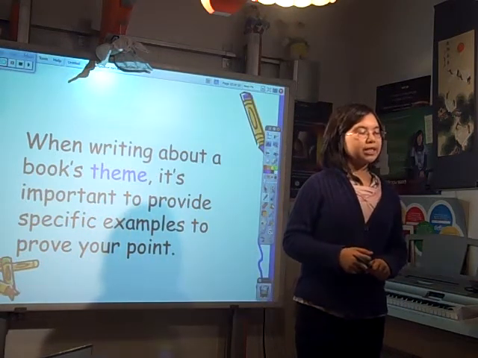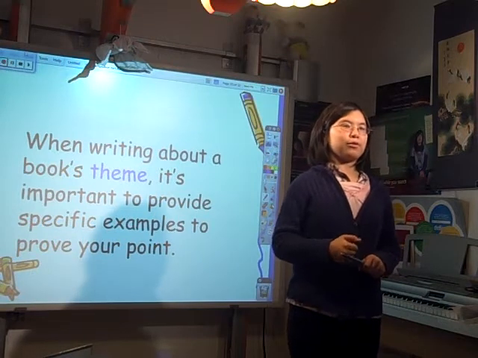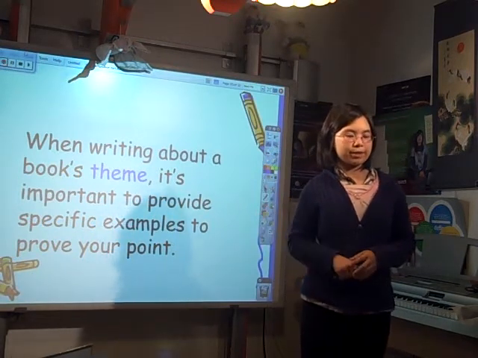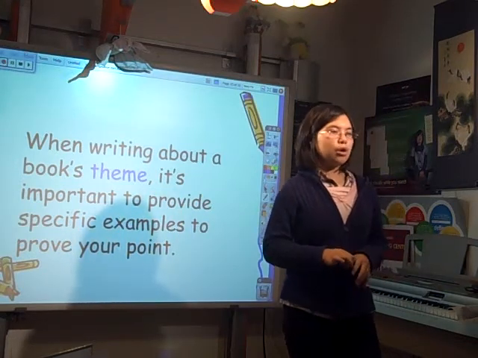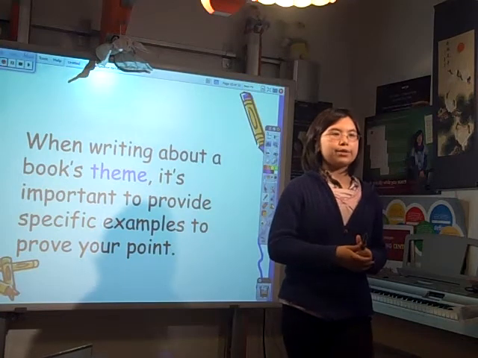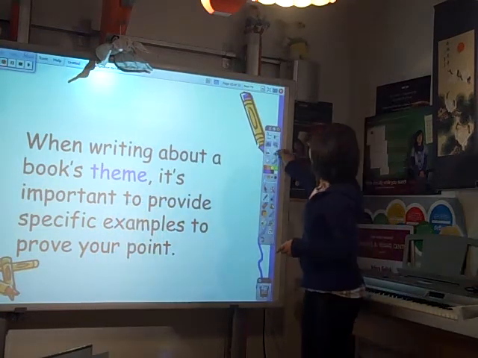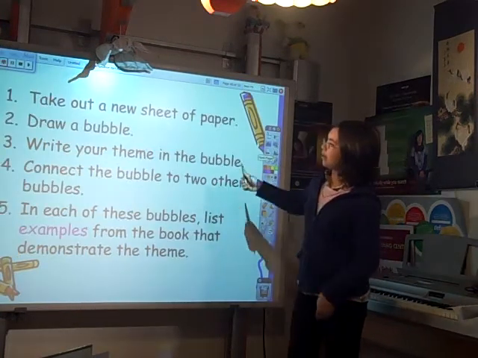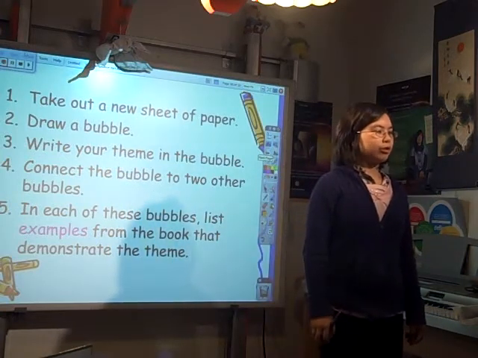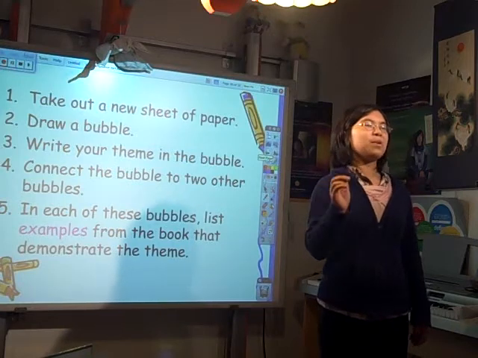You need to do the same sort of thing with theme. If you think of theme as your box of brownie mix, it's important to provide specific examples to prove your point. You need to show details from the story. Talk about what the characters do in the story in order to prove that point. So, here is an activity. Take out a new sheet of paper, draw a bubble, write your theme in the bubble, and connect the bubble to 2 other bubbles.